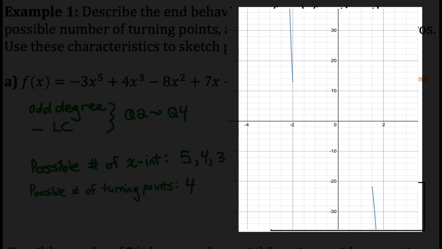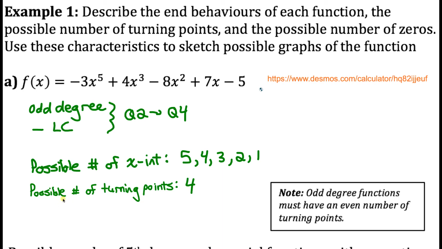And if you think about that fully, any odd degree polynomial function would have to have an even number of turning points for it to have the correct end behavior of finishing on opposite sides of the x-axis. And I put that note here for you. Odd degree functions have to have an even number of turning points. So at most it could have 4 or any even number less, 2 or 0.